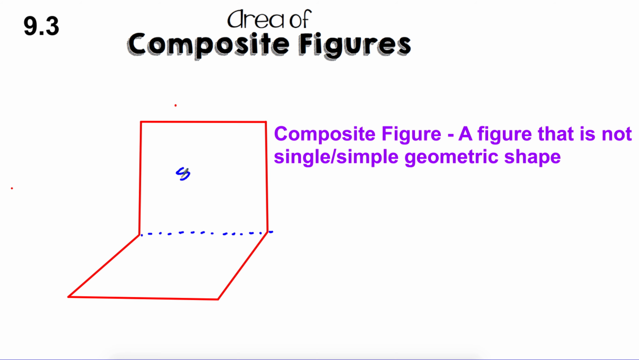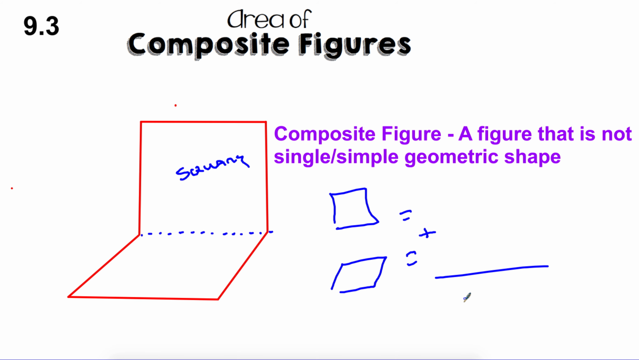So right now I just divided this. This looks to me like a square. And this looks to me like a parallelogram. I'm not going to write that because I probably will spell it wrong. So if I know the formula for the area of a square, and I know the formula for the area of a parallelogram, then I can find the area of both separate shapes. Then I'll just add those two up together to get the area of the entire figure. Okay? That's all you're doing today.